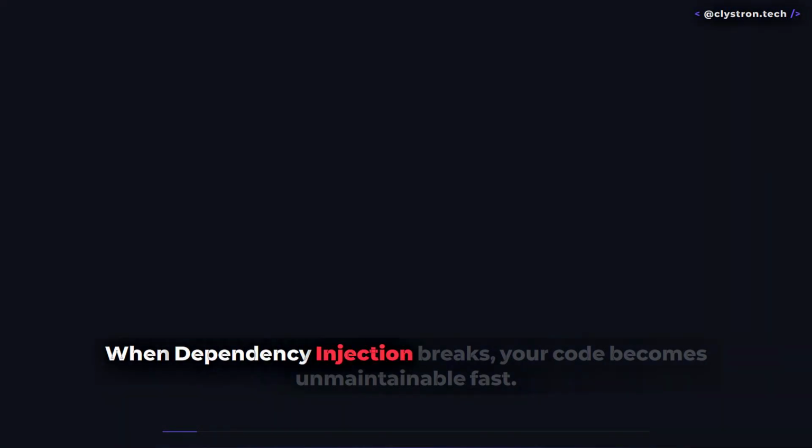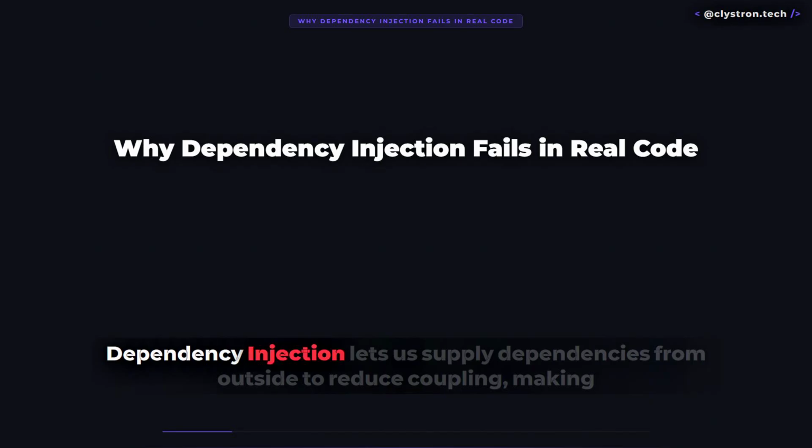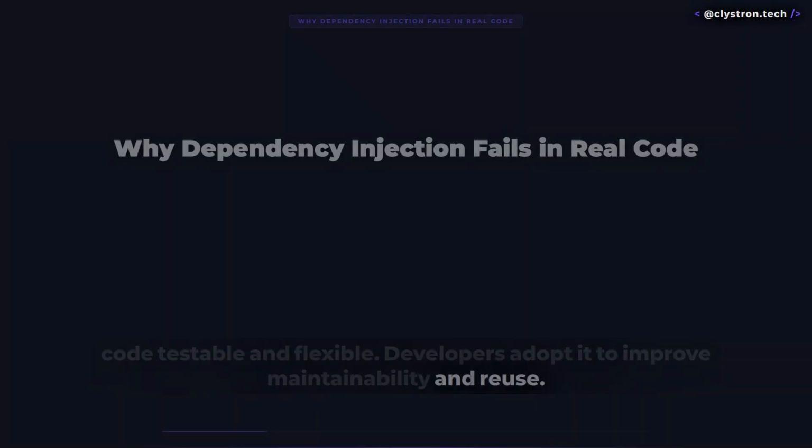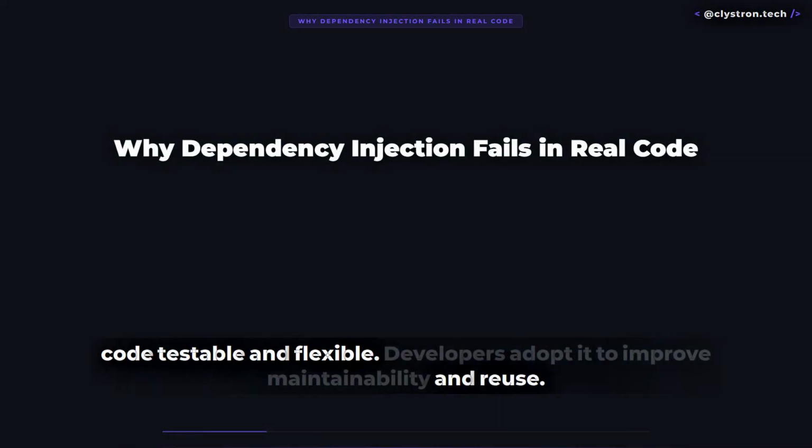When dependency injection breaks, your code becomes unmaintainable fast. Dependency injection lets us supply dependencies from outside to reduce coupling, making code testable and flexible. Developers adopt it to improve maintainability and reuse.